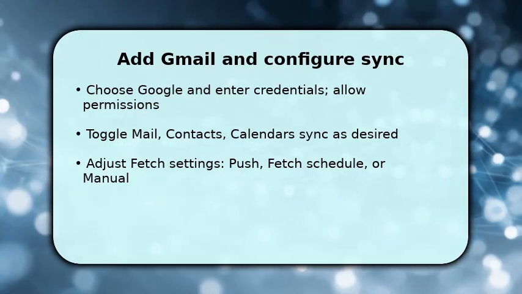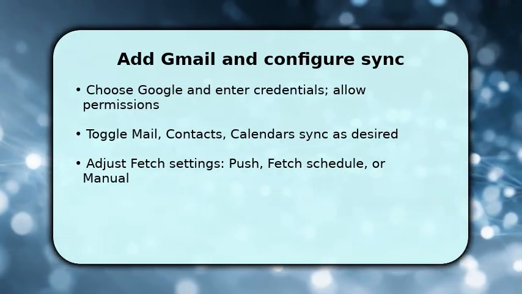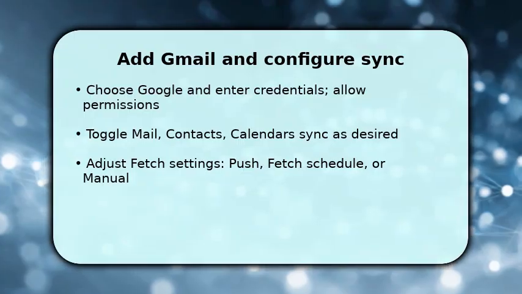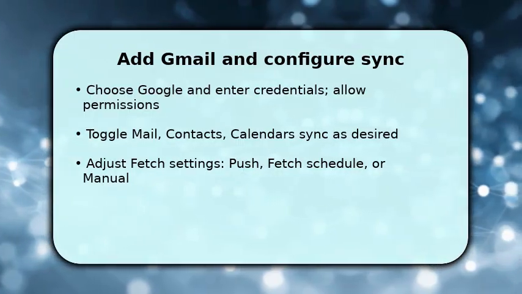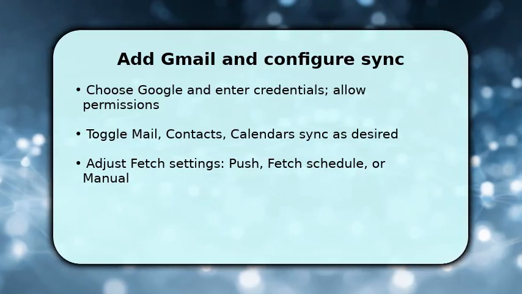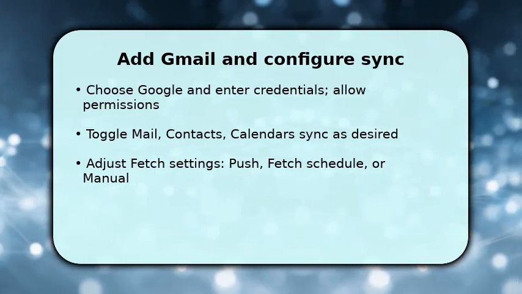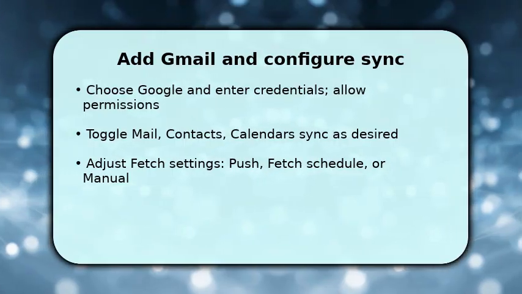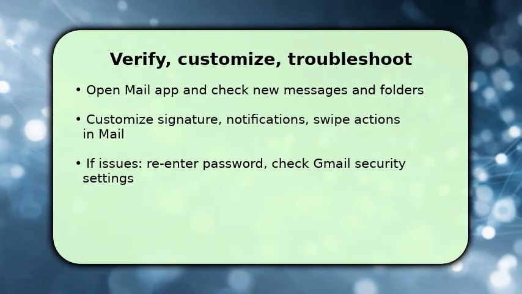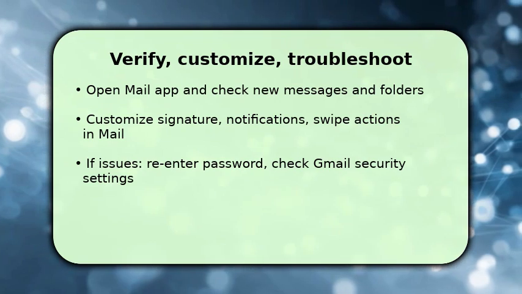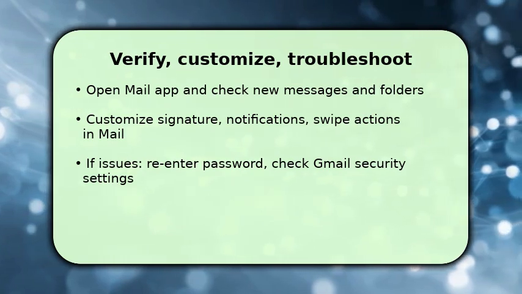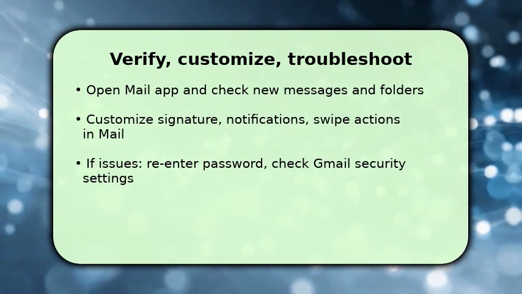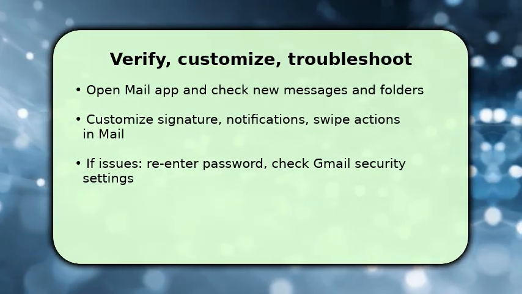After that, tap Accounts, Fetch New Data to choose Push or a Fetch schedule. Push gives immediate delivery, Fetch saves battery with intervals. Make sure your primary inbox folder is selected, so you should open the Mail app now and confirm new Gmail messages arrive. Check labels and folders to ensure proper mapping. Then customize notifications, signature, and swipe actions in Mail settings so you work faster.